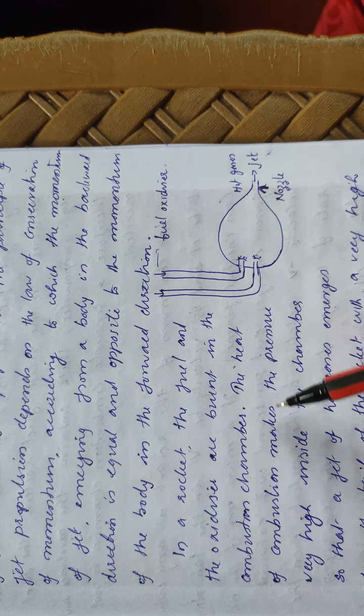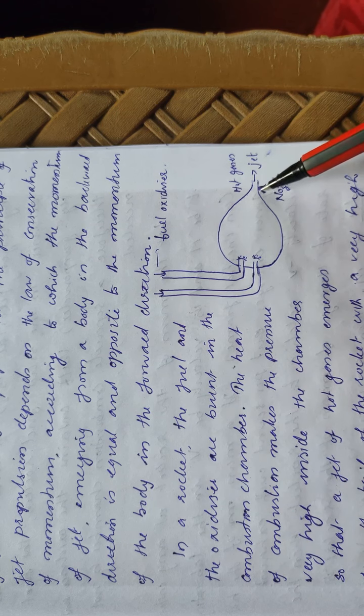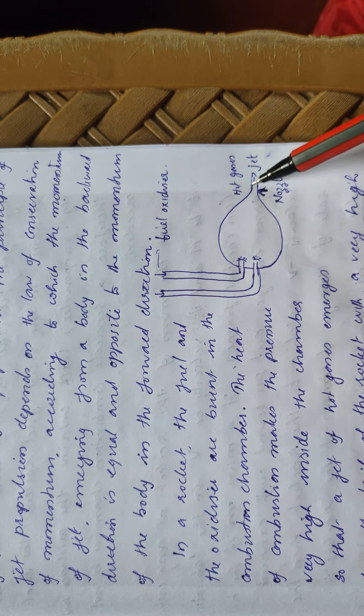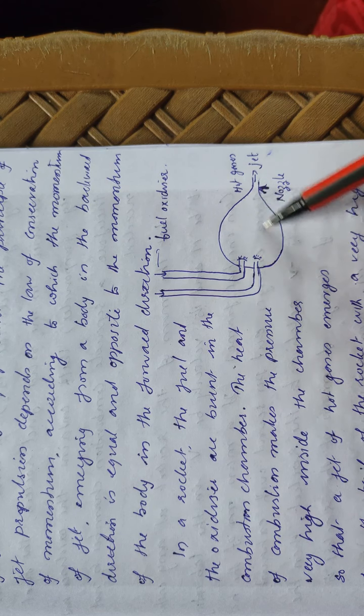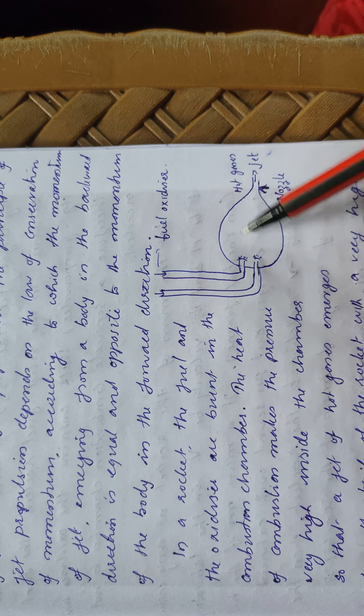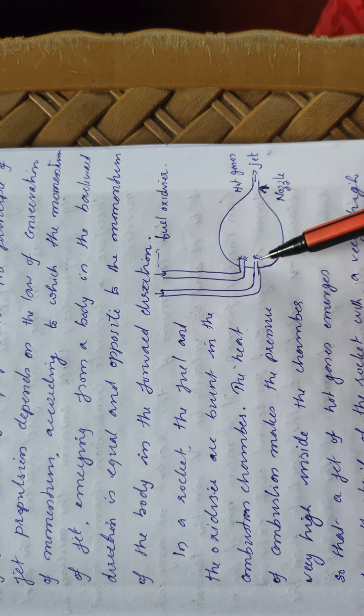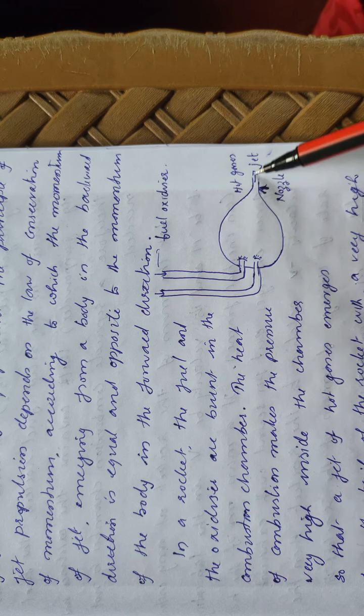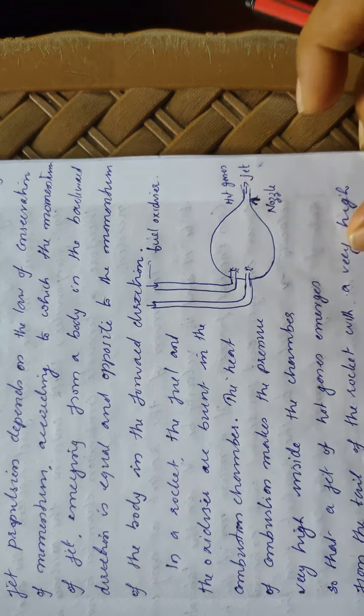The heat of combustion makes the pressure very high inside the chamber, so that a jet of hot gases emerges from the tail of the rocket with a very high velocity. So this is a nozzle, or narrow opening. Whenever the combustion of the fuel and oxidizer takes place inside this chamber, it produces a high pressure inside it. So the gas will propel out through this narrow opening, which will produce a jet.